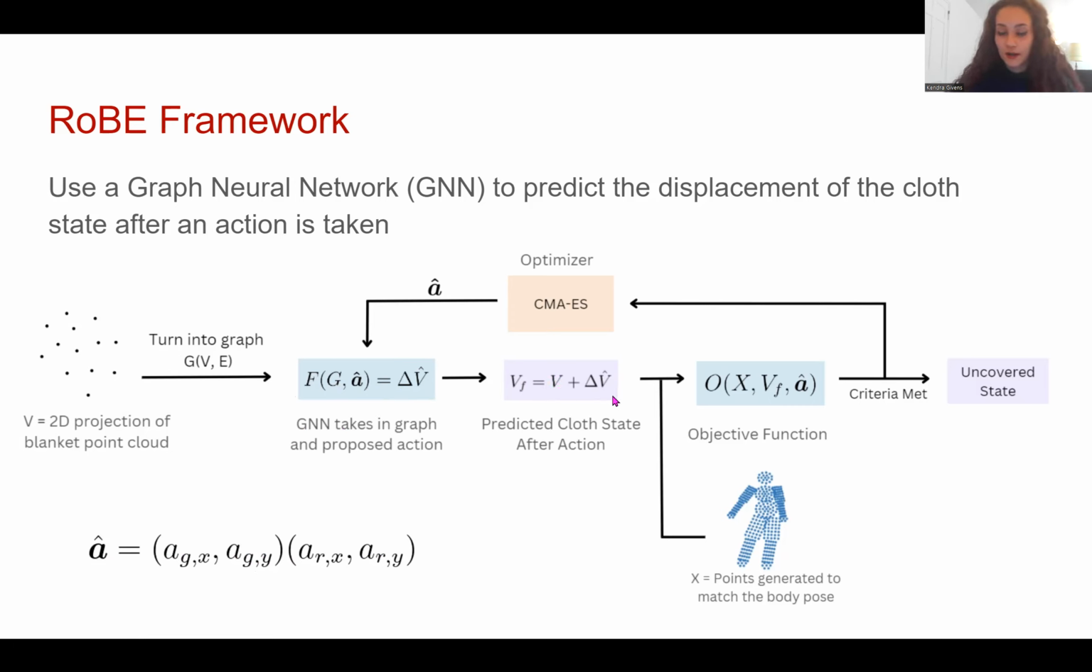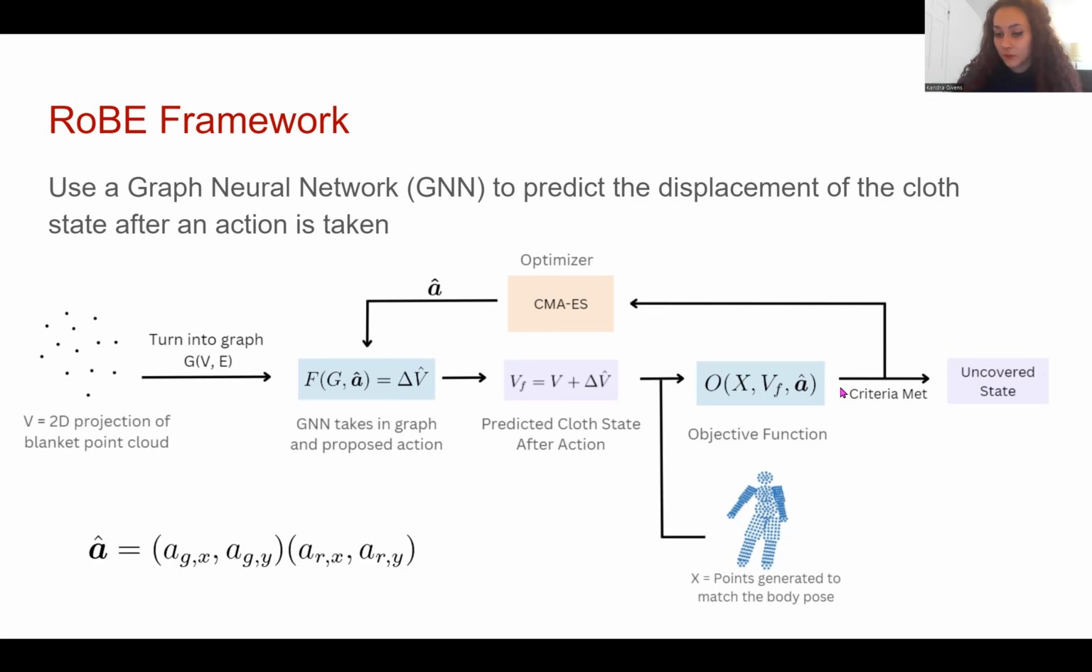Since we're trying to uncover certain areas of the body, for example, like the arm or the leg, it's important to evaluate how well the action actually uncovered the leg. So we use an objective function to do that. And the way that we test if the body is uncovered or not is we generate points along the body to match the pose. So for this, you can see if a certain point is within a threshold distance to a point on the cloth, then it would count as covered. And if it's not, it's uncovered. So through this method, we can test if the arm is uncovered or if the leg is uncovered.